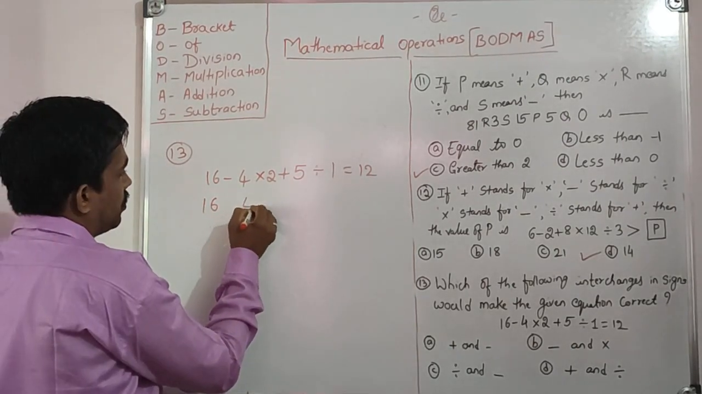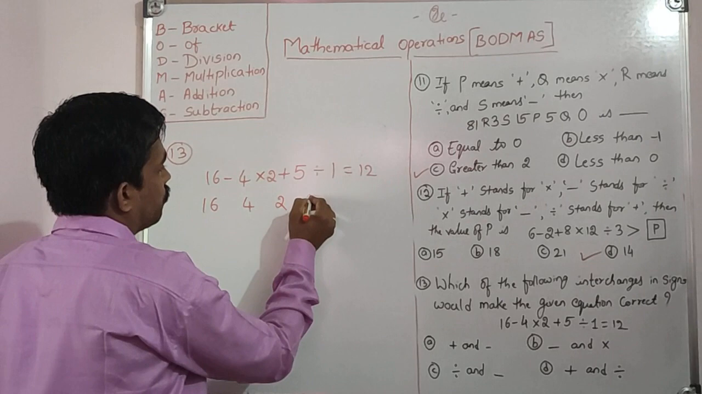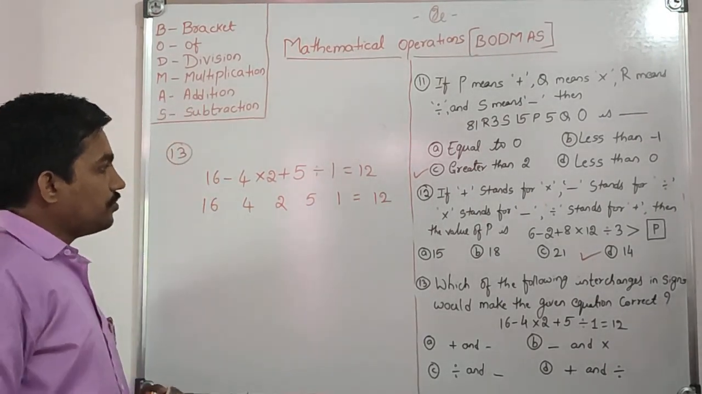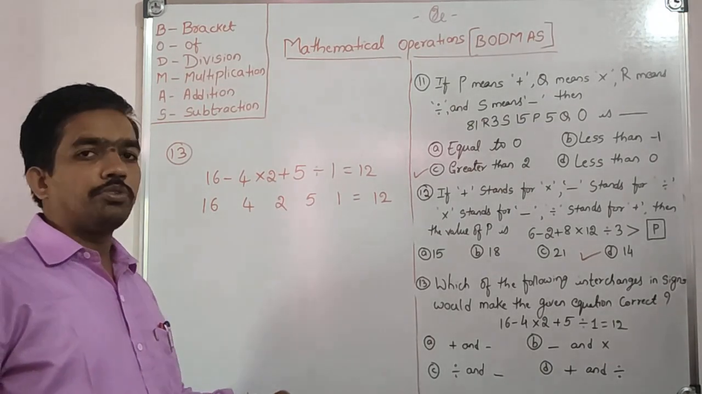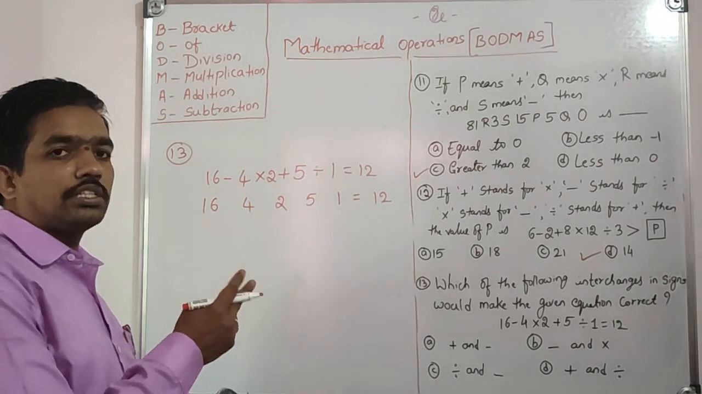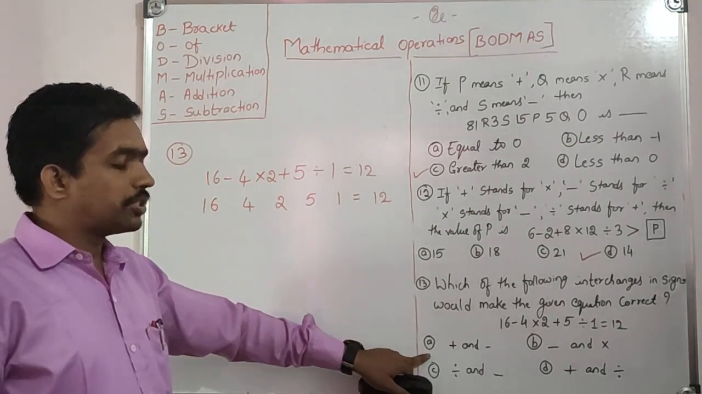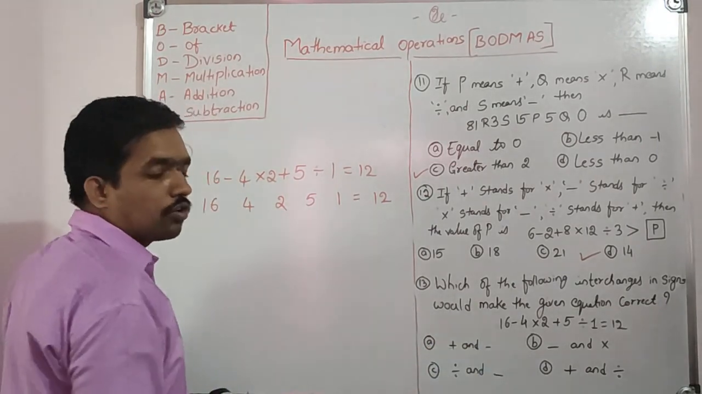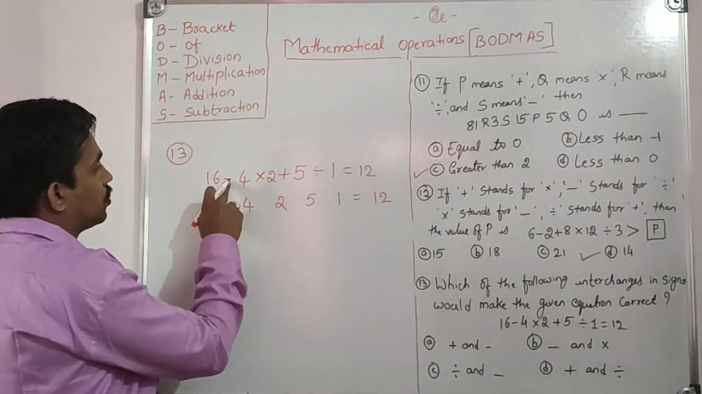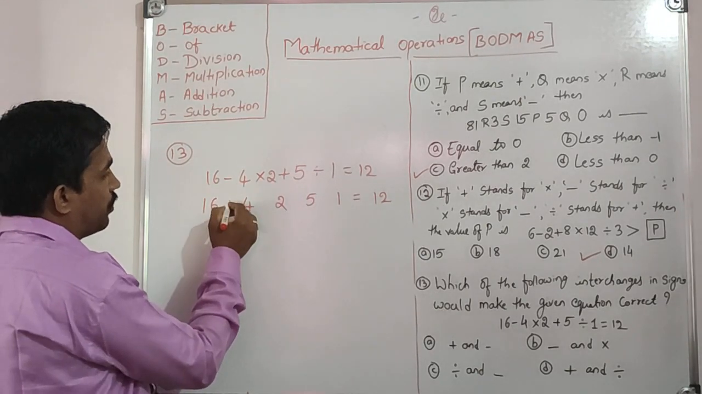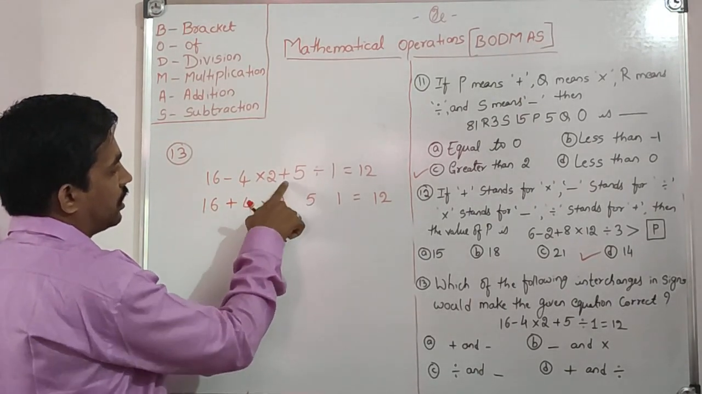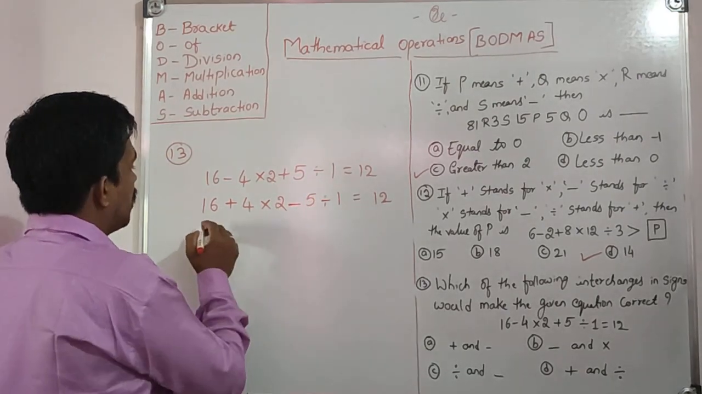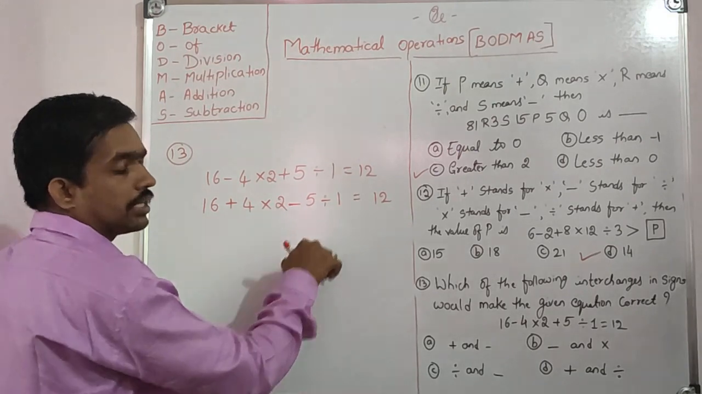So 16, 4, 2, 5, 1 equal to 12. So taking from the options, we have to interchange the signs. If we are taking option A here, so what is there? Plus and minus. We have to interchange plus and minus here. So instead of minus, we have to write plus here. Into as it is. Instead of plus, we have to write minus. Divide as it is. By solving this, we have to get the answer as 12.